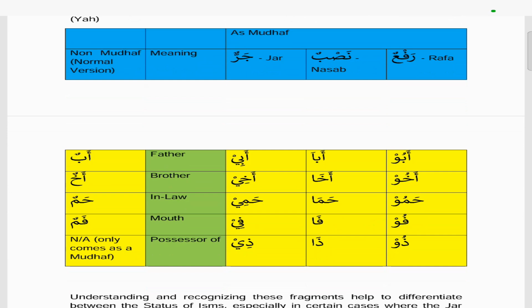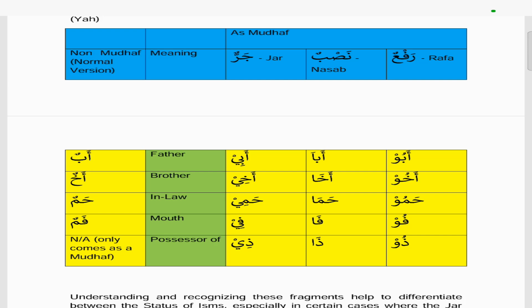If we start from the left side, you can see that the non-mudaf normal version is abun, which means father. In the rafa status, on the far right side, it will be abu. You can see there's a waw at the end, and that's what shows that it's rafa. Then the nasab is aba, and you can see there's an alif there. Then in the jar it's abi, and you can see the ya with the sukoon, that shows that it's in jar status. The next one is akhun, which means brother. Then akhu, again the waw indicates that it's rafa. Akha, the alif indicates it's nasab, and akhi, the ya indicates that it's jar.